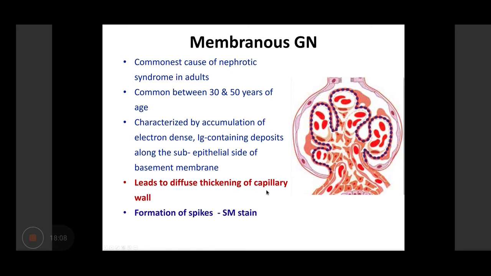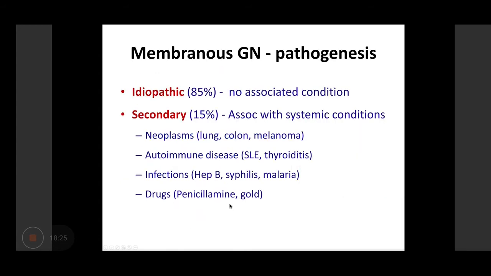So this leads to a diffuse thickening of the capillary wall and also formation of spikes, which can be identified on silver methenamine stain. So both these factors, that is diffuse thickening of the capillary wall and formation of spikes, are the microscopic hallmark of membranous glomerulonephritis. So again, like for minimal change disease and focal segmental glomerulosclerosis, the majority of cases of membranous glomerulonephritis are idiopathic in nature, comprising about 85%.